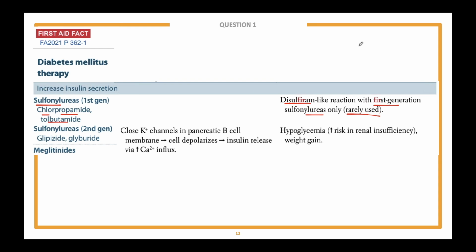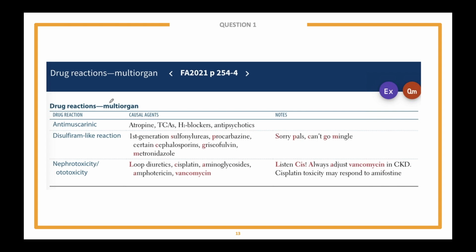And on the next slide as well, we actually have another table in First Aid talking about the disulfiram-like reactions. There are a few medications: sulfonylureas, procarbazine, cephalosporins, griseofulvin, metronidazole. Okay, so these are agents that can lead to disulfiram-like reactions if taken and one consumes alcohol on them. Okay, so great job with this question. We'll move on to question number 2.